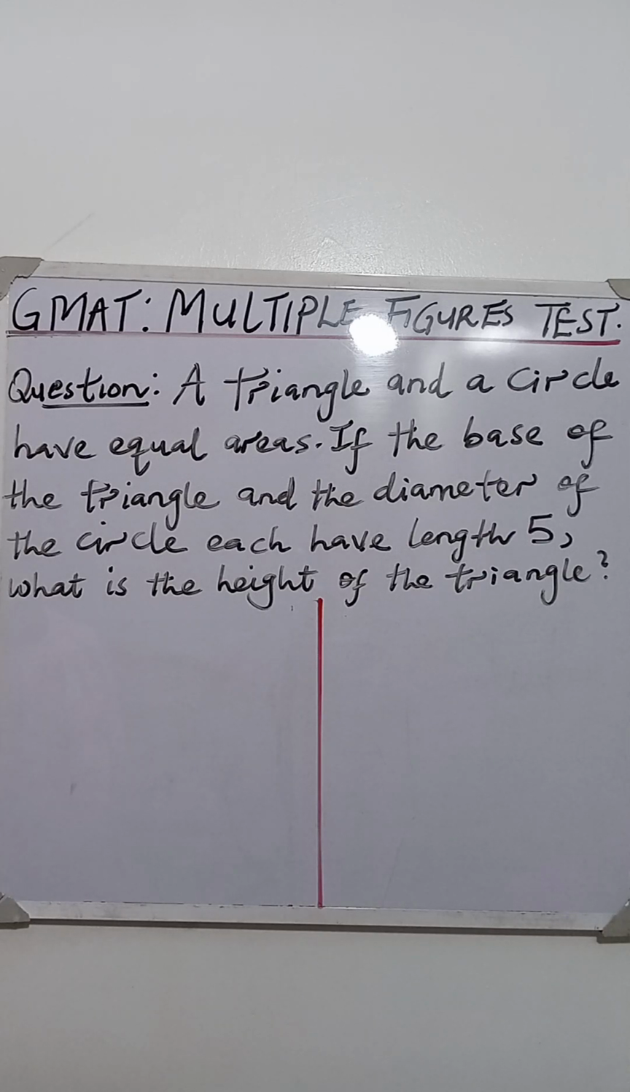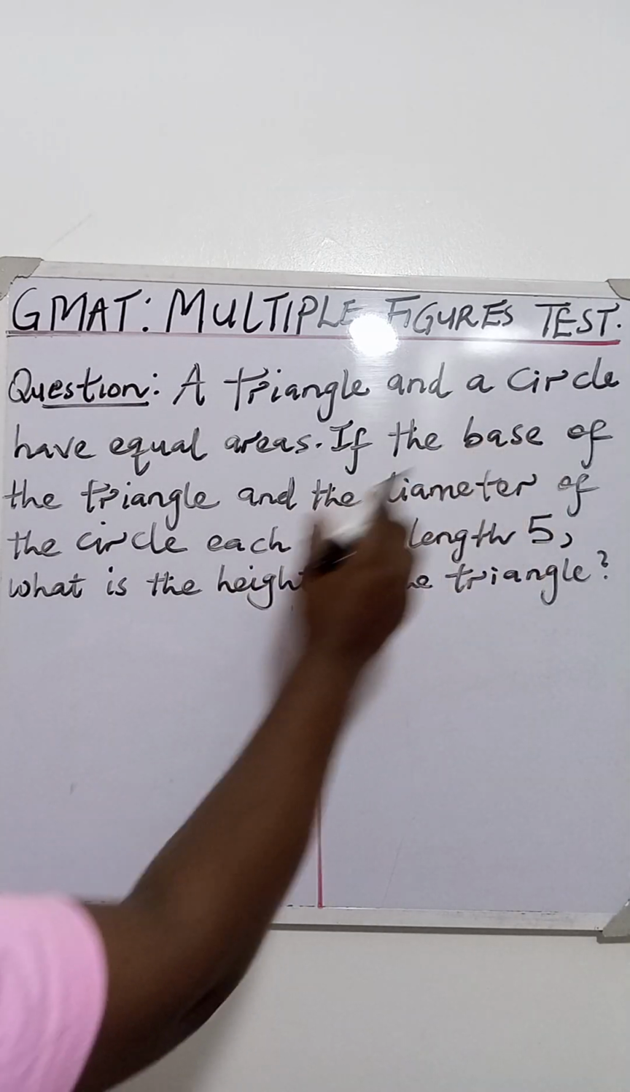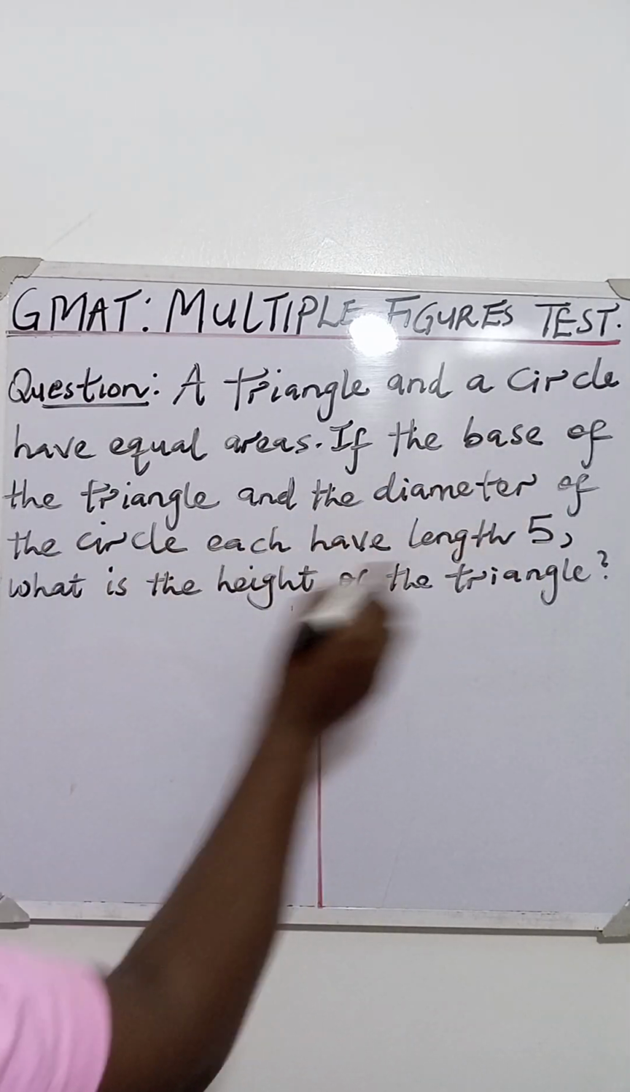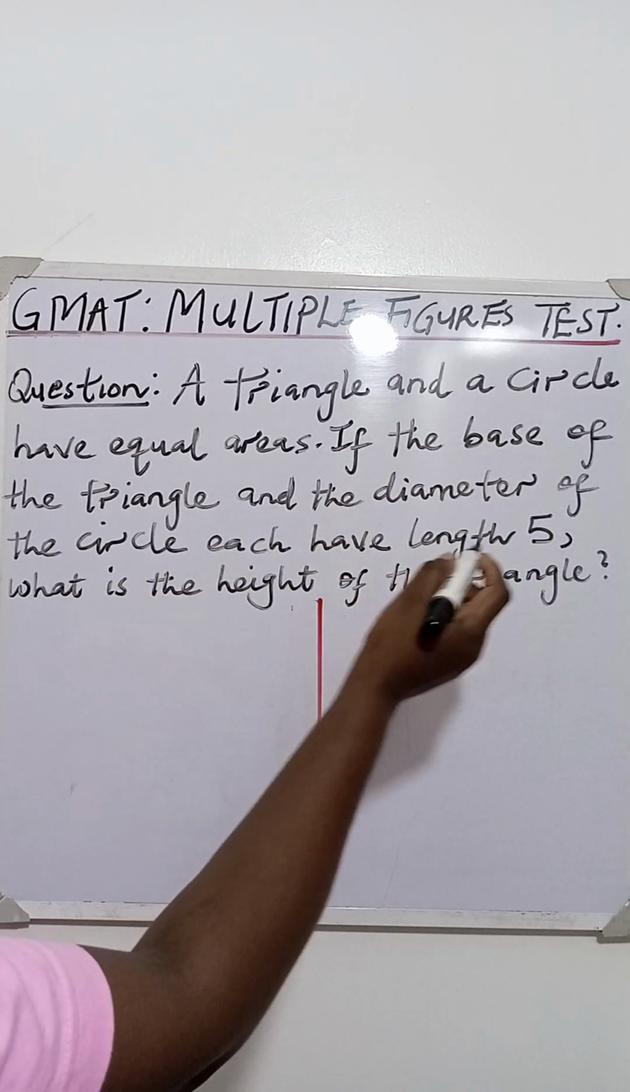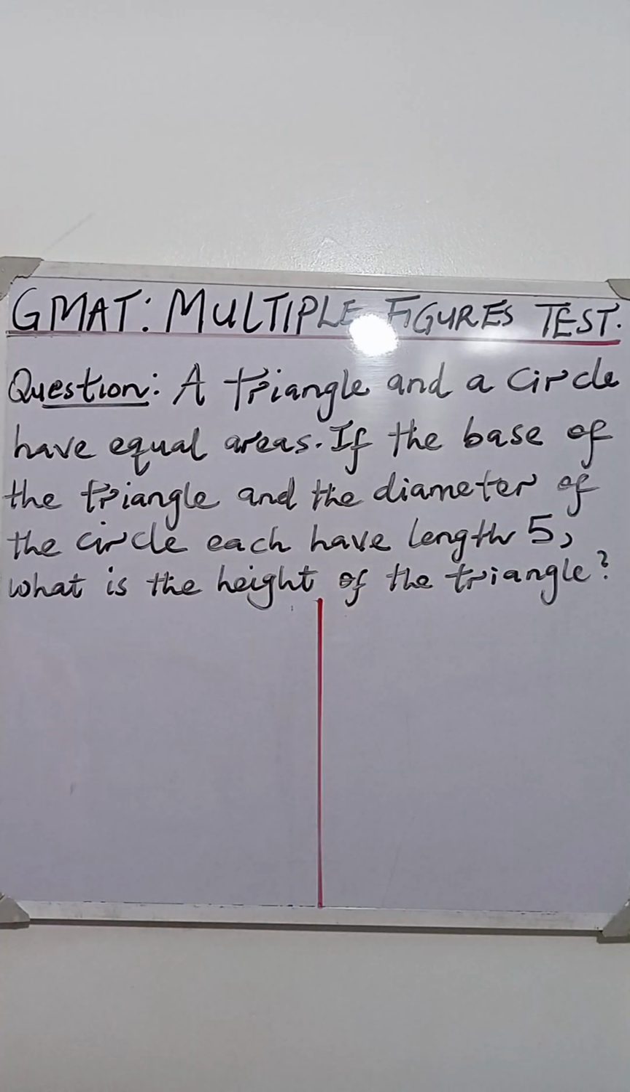A triangle and a circle have equal areas. If the base of the triangle and the diameter of the circle each have length 5, what is the height of the triangle? Okay, so we are given a triangle and a circle to have the same equal areas.